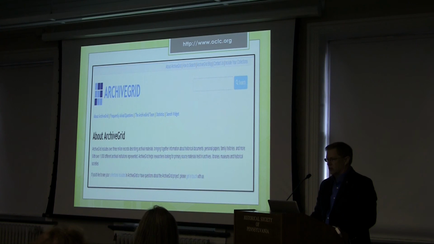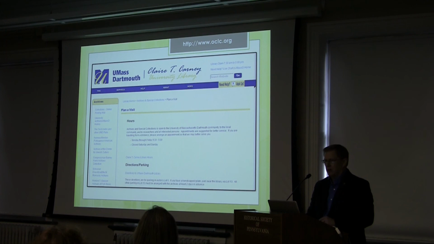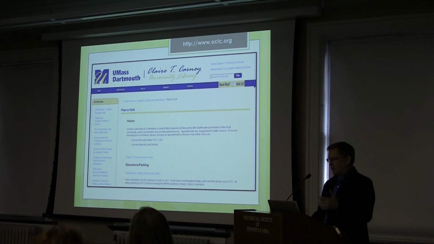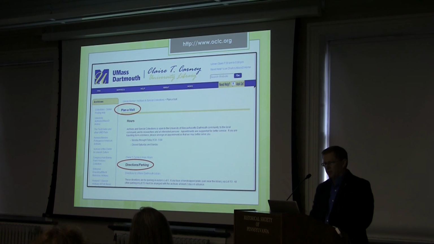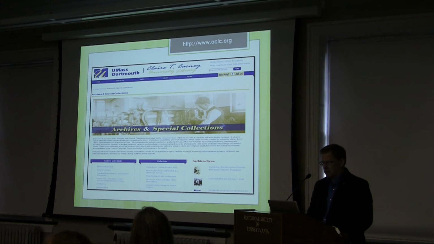So you can see that you can search. They have an FAQ section that will help you there. This is an example at UMass Dartmouth going in. It will give you information about the collection and how to plan a visit: when they're open, directions, and parking. Many of these are on university campuses, so please read the information on parking, or you are going to be walking from one side of campus to the other, I guarantee it.